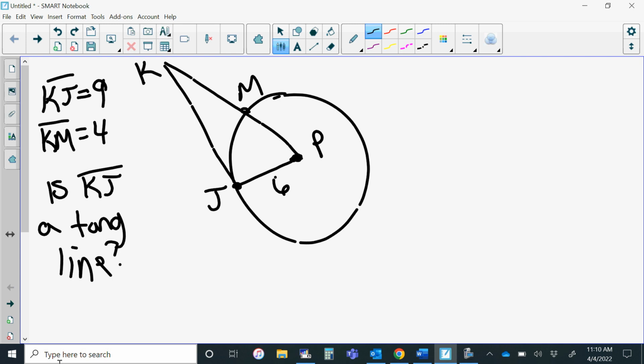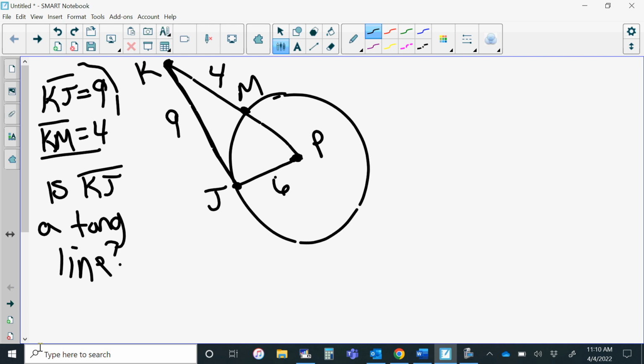Where is K to J? Well, that would be this length, correct? And what did they tell us about that length? Does everybody understand that? Yes or no? Okay? We know KM, which is from here to here, is what? 4. What other fact do we know? I didn't say it over here. JP is 6. Yep.